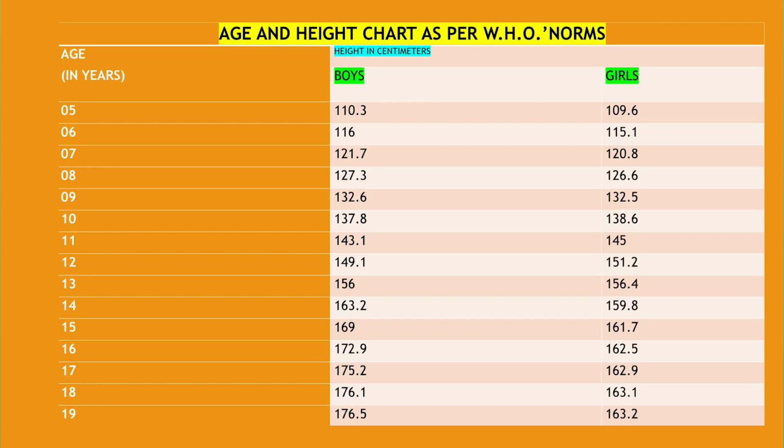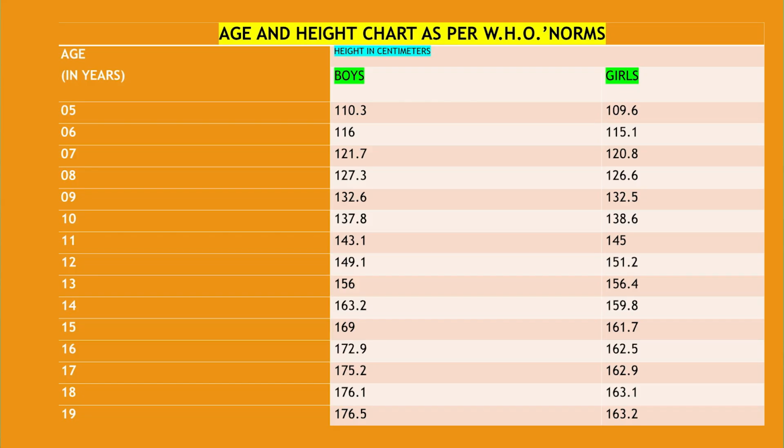As compared to that, if you see in a girl, it comes to 132.5. So, it is a little less. I have taken this particular age group of 9 because the figures in a boy or a girl are more or less the same, but if you compare from there onwards up to the age of 19, there is a big difference.